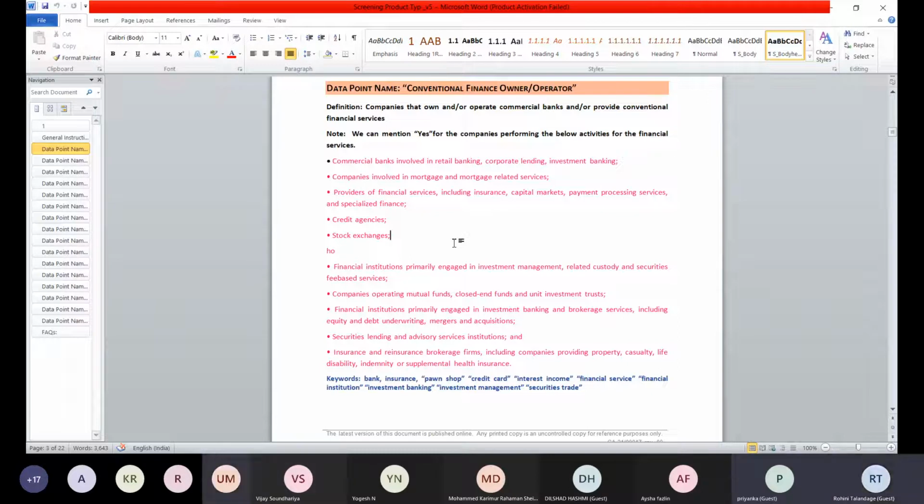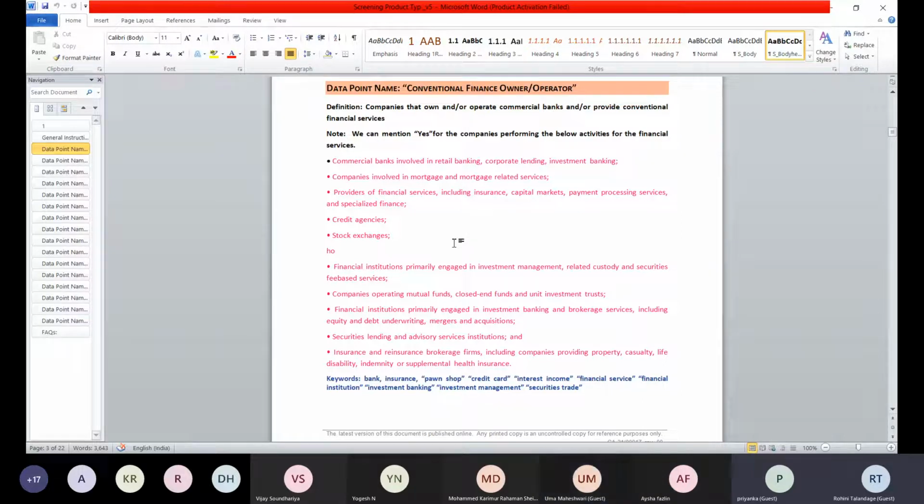Yes, ma'am. Ma'am, you said that 16 data points were there in screening. This data point is the conventional financial one, and for the companies we have to put yes or no if we find it in the report. Yes, for this data point alone I am explaining now.